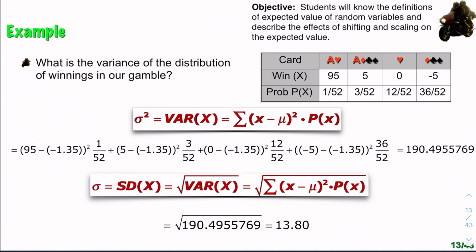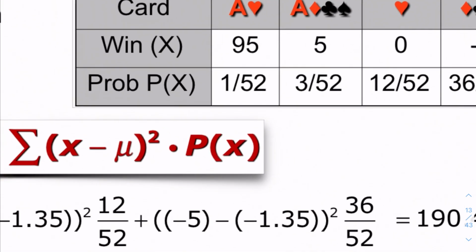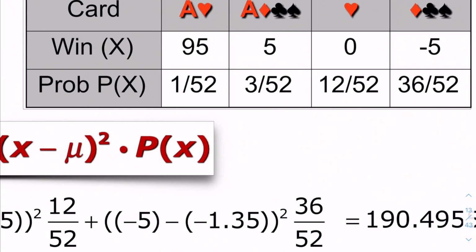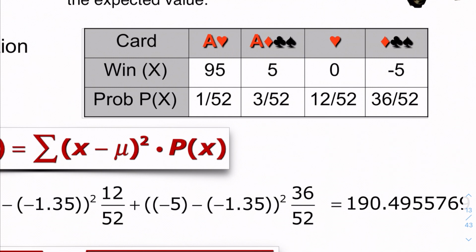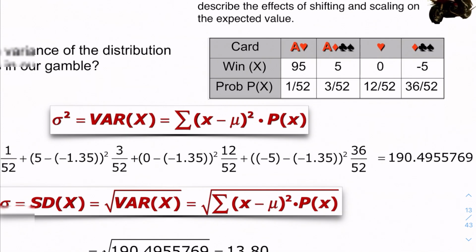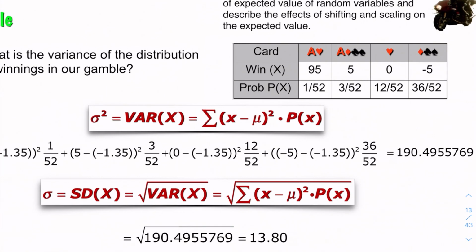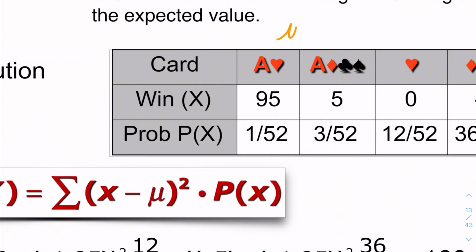So what was the variance, or the spread, of the scores that we had in our card game? What is the variance of the distribution of winning in our gambles? So let's go back to the $100 payout version. What do we mean by each of these? So we knew that the mean was negative 1.35. Let's just write that up there, negative 1.35.